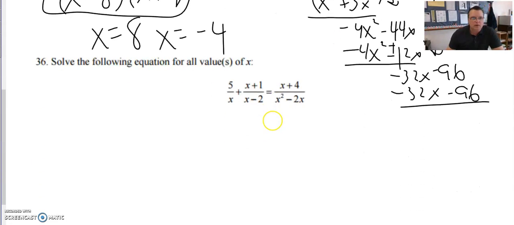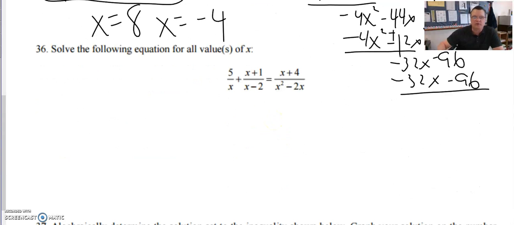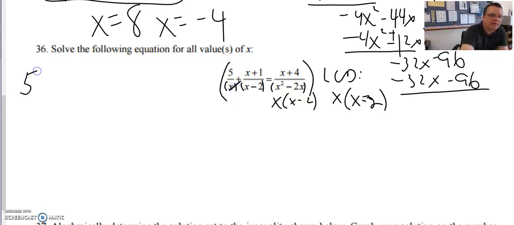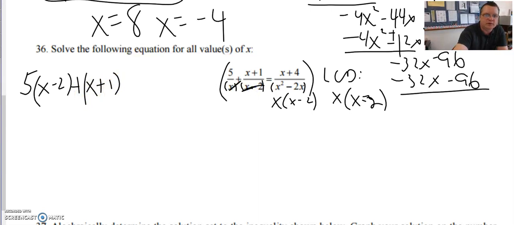Okay, now solving the following equations. Common denominator. There's your x minus 2. This factors to x minus 2. See how that works? LCD is x minus 2. So multiply everything by the x minus 2. The x cancels, so I have 5x minus 2 plus x plus 1. And then the x minus 2 cancels, and there's an x. Equals, this all cancels, so I have an x plus 4.